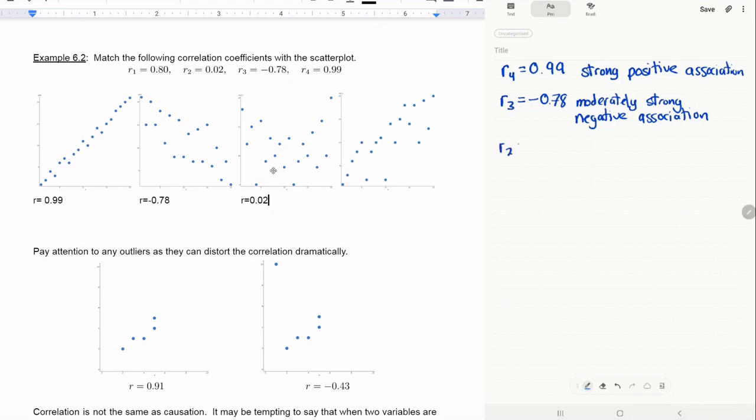So R2 being 0.02 is a very weak linear association. And so by process of elimination, this tells us that the fourth scatter plot is 0.80. So R1 describes a moderately strong positive association.